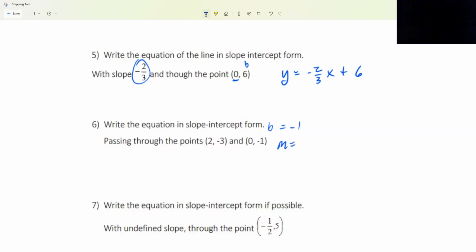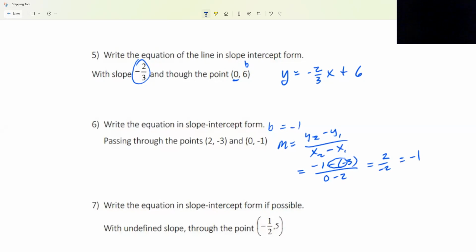But they're giving us 2 points. So we know that slope is y2 minus y1 over x2 minus x1. We're just going to plug stuff in. So we're going to get -1 minus -3 over 0 minus 2. And that's going to be addition right there. So -1 plus 3 is going to be 2 over -2, which is going to give us -1.